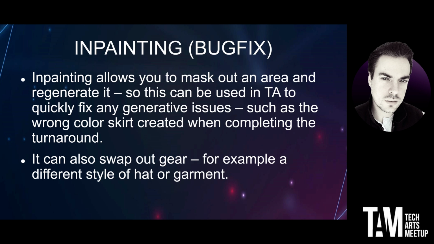One thing you might be aware of as a term is inpainting. It can be really great for bug fixing, but it also allows you to select part of an image and make a change to just that one part. So it's really good if your generative AI comes up with a mistake and you need to change that.